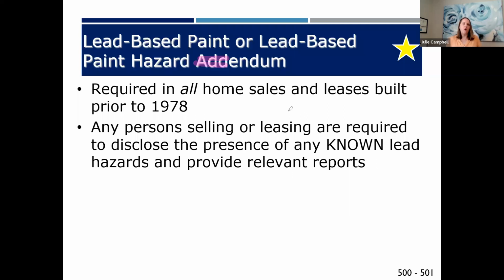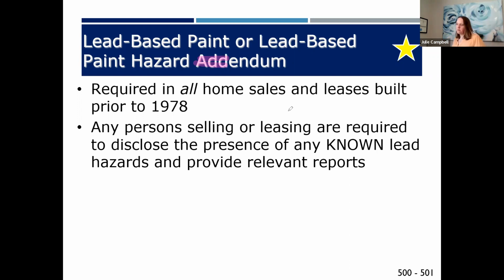An addendum adds to and becomes part of the contract, the offer and the contract. So if the home was built prior to 1978, our offer and our contract will include the lead-based paint or lead-based paint hazard addendum. This form does not say it was built prior to 1978, thus it has lead in it. This form says because it was built prior to 1978, it may have lead in it.